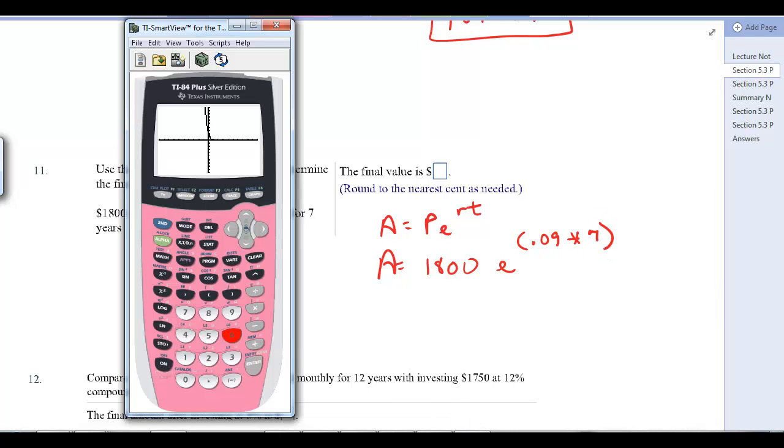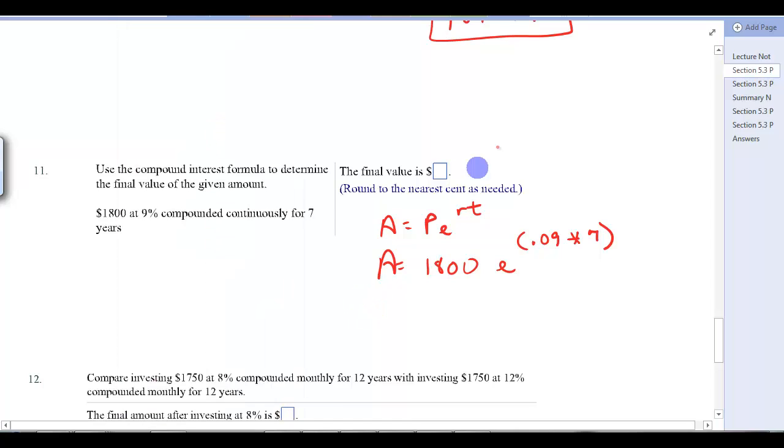If we do that on the calculator, all right, so let me clear that. We have 1,800 times E, so that's second ln, raised to 0.09 times 7. And hit enter. 3379.70 if we round. 3379.70.